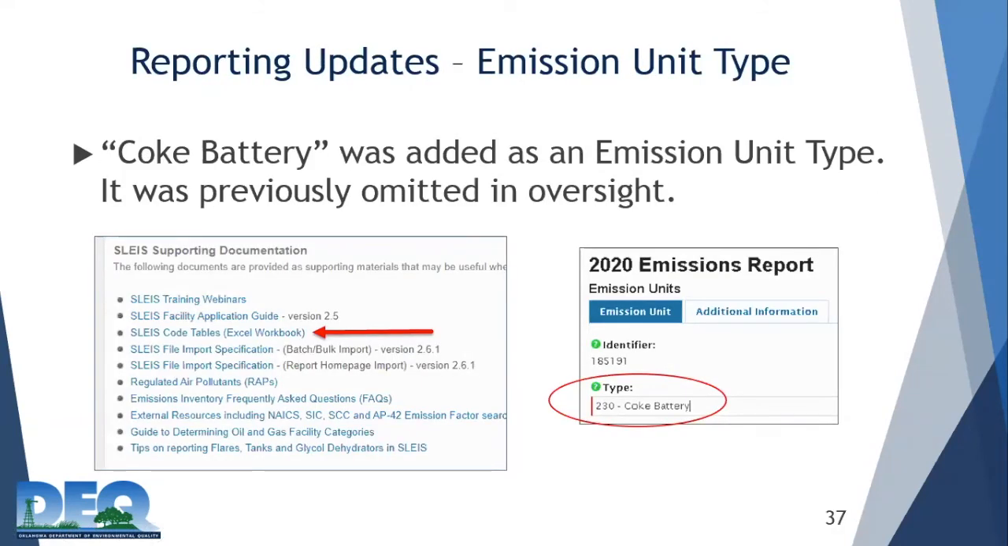Another update I want to talk about is Coke battery was added as an emission unit type. We accidentally omitted that when we went to opening SLEIS up for reporting. So if you download the SLEIS code tables spreadsheet, the Excel workbook, you'll notice that Coke battery is now in the list with emission unit types. And if you're in SLEIS and start typing out Coke battery, it will show up as a type there.